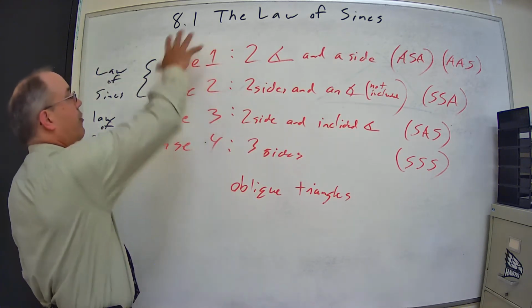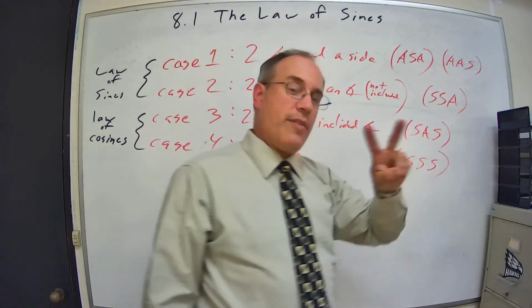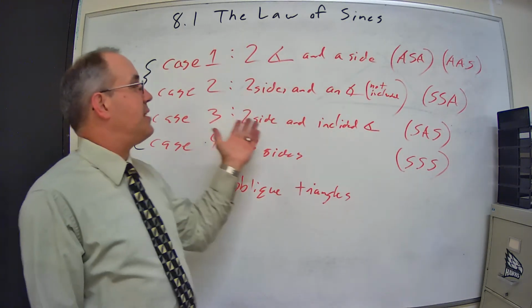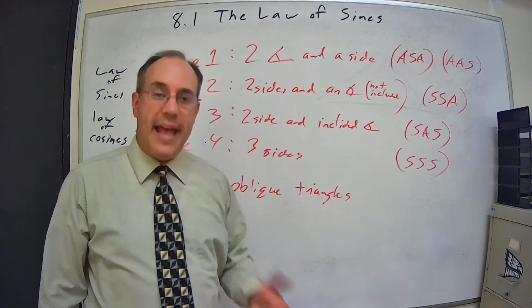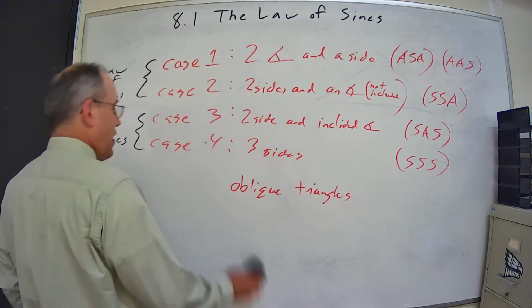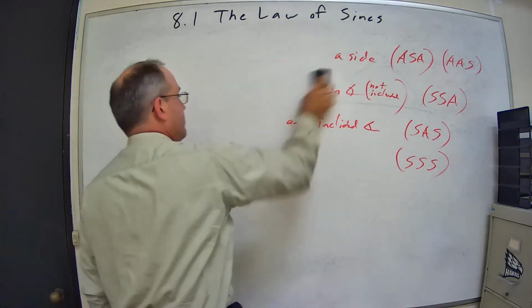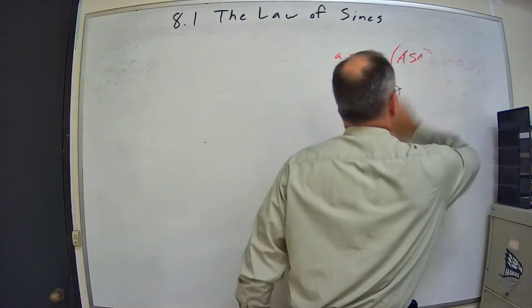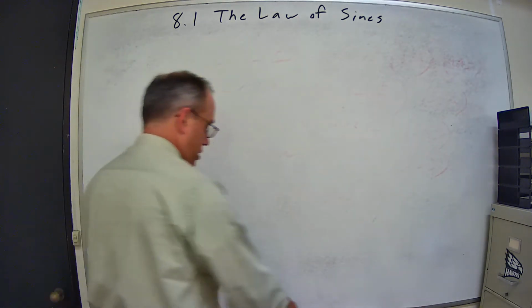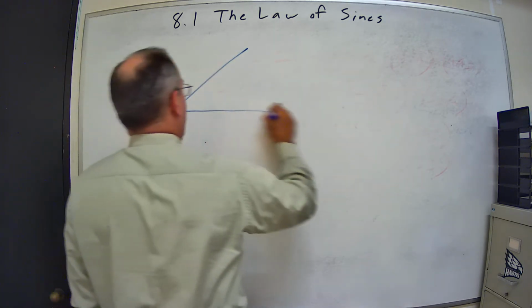Okay, so we're going to focus in 8.1 on cases 1 and 2. Angle side angle, or angle angle side, where we have two angles and one side, and side side angle, where we have two sides and the non-included angle, the one that's opposite a side, not in between them. So let's find out what the law of sines is. To do that, we're going to look at a basic representation of a triangle. I should say a generic representation of a triangle.